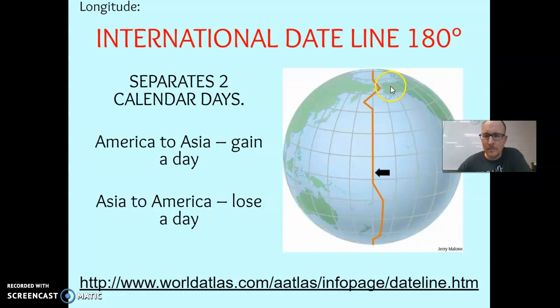Okay, so if you go from America to Asia, you gain a day, but you lose a day if you go the other way around. Okay, you could literally have Christmas twice if you live really close to the international date line. Let that sink in your brain for a second.